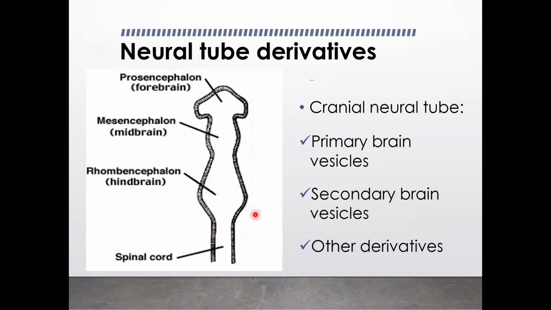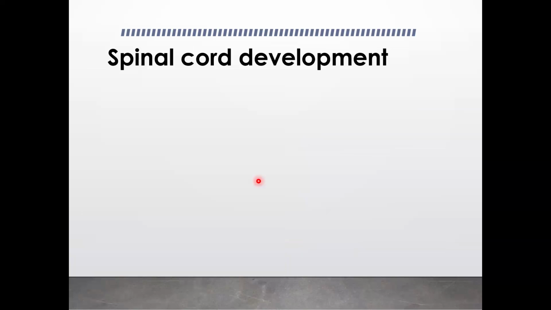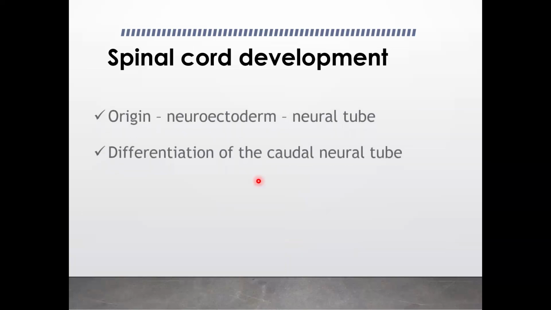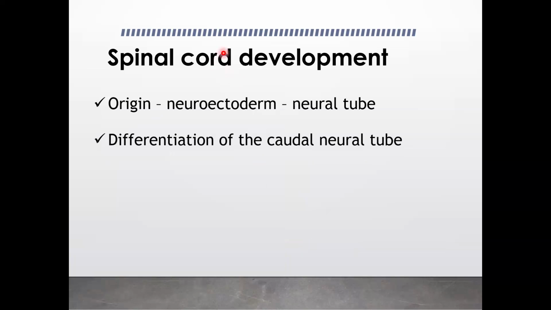For the other derivatives, the secondary neurotube will give us the caudal part, the distal portion, the sacral region of the spinal cord. But the lumbar spinal cord, the cervical, and the thoracic will be coming from the primary neurotube. Those are some of the derivatives of the neurotube, but today we'll be talking about spinal cord development. For this, we need to appreciate a few structures.